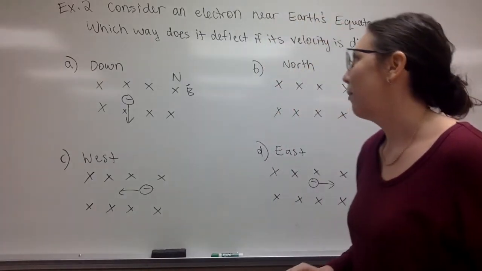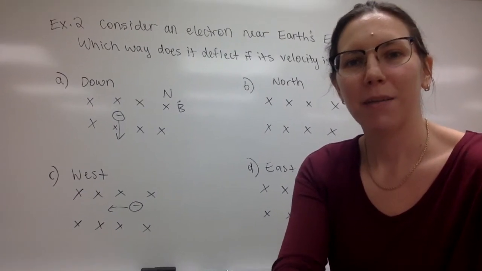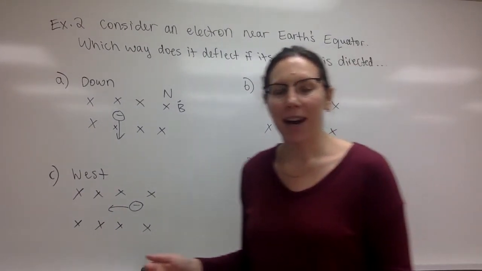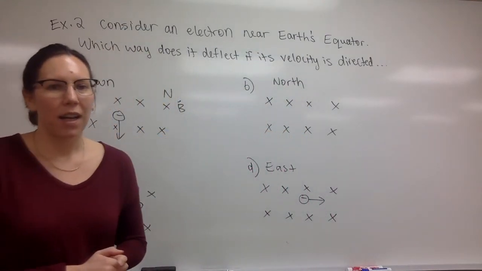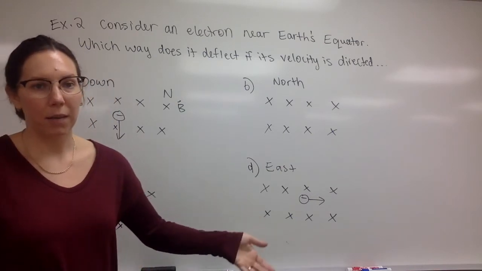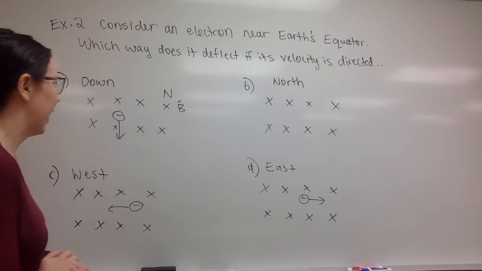All right, so example 2, consider an electron near Earth's equator. Which way does it deflect if its velocity is directed? First case we have down, so I've drawn an image just to help. We can imagine that north is into the page. You could choose any dimension that helps you just to orient the rest of the directions to give an answer.